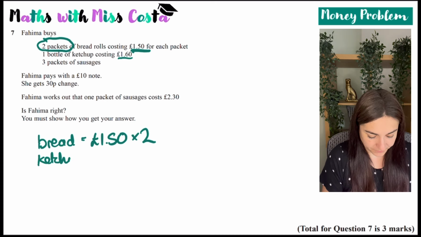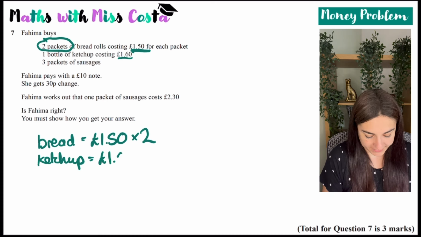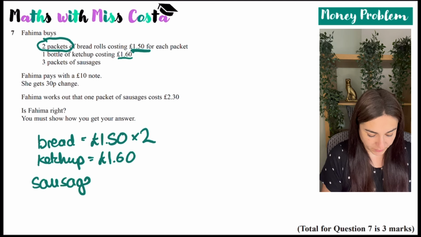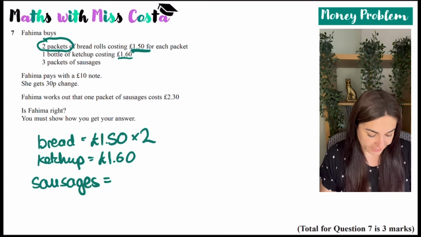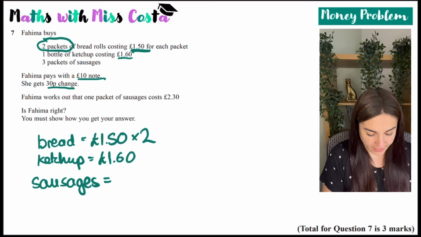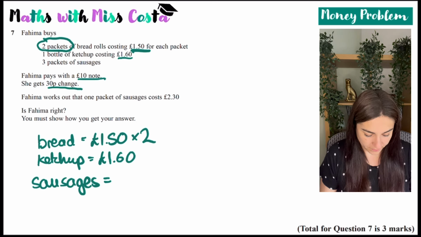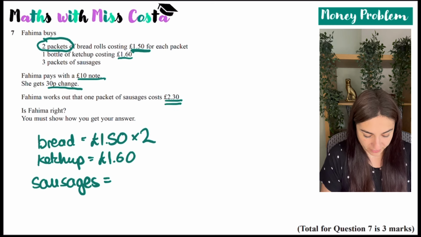Then the ketchup costs £1.60, and she just gets 1 of them. And then 3 packets of sausages, which we don't know the cost of yet. So she pays with a £10 note and gets 30 pence change. She works out that one packet of sausages costs £2.30.